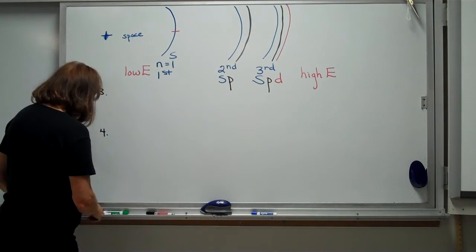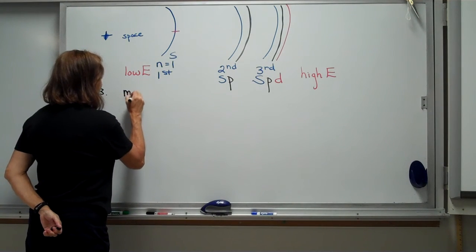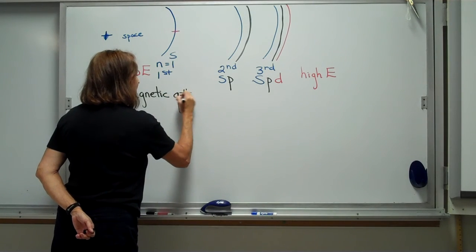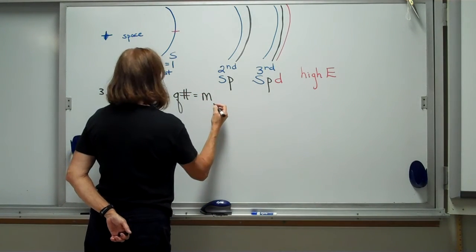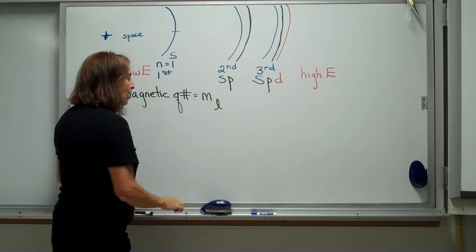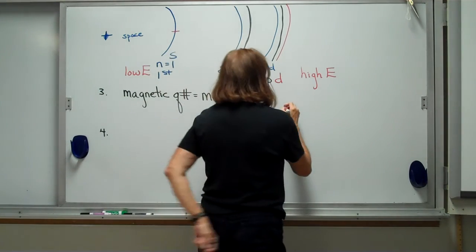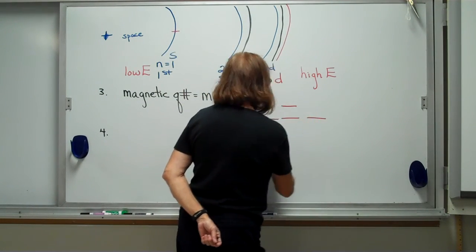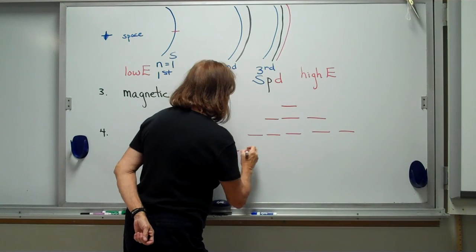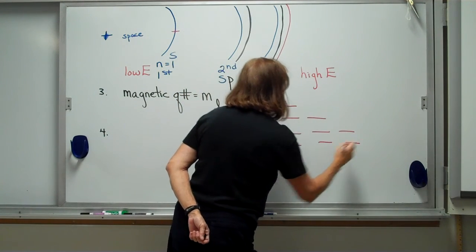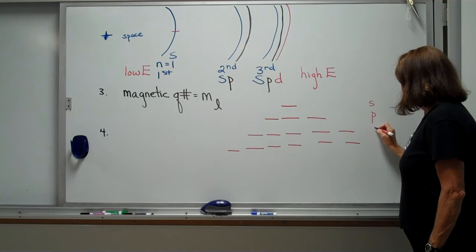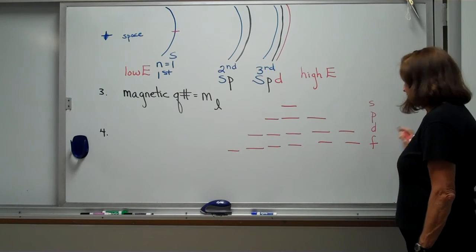And then the last two things that we want to talk about quickly is called the magnetic quantum number, given by the symbol M with a subscript of L. And for the magnetic quantum number, all I'm going to have you draw right now, so we'll be ready to talk about it, is this pattern. 1, 3, 5, and 7. These are going to be our S's, our P's, our D's, and our F's.